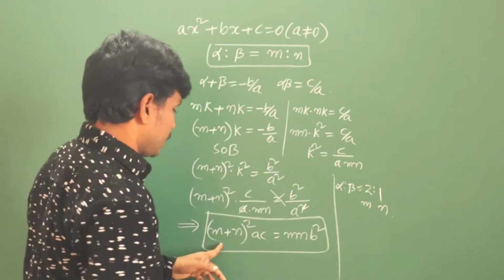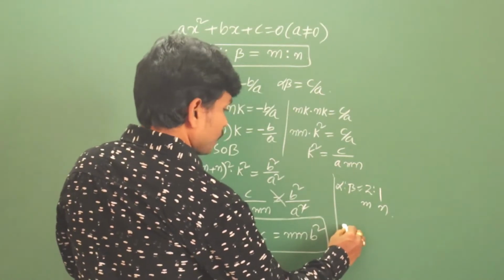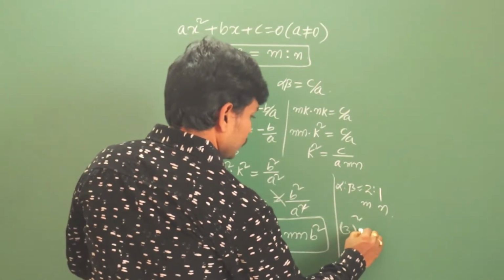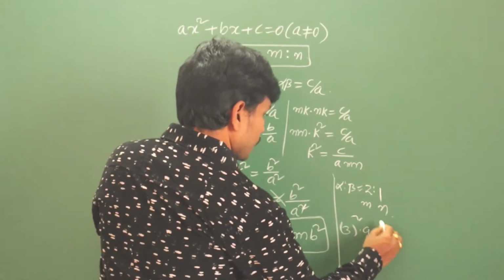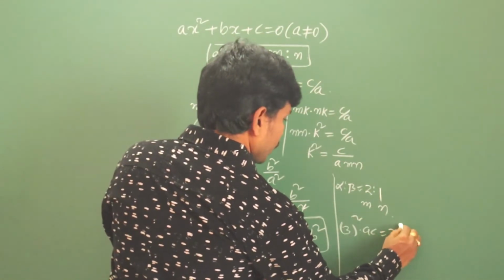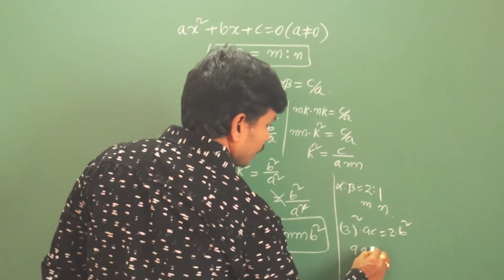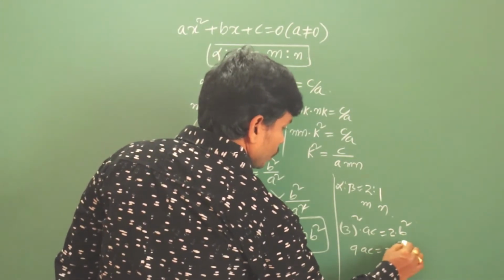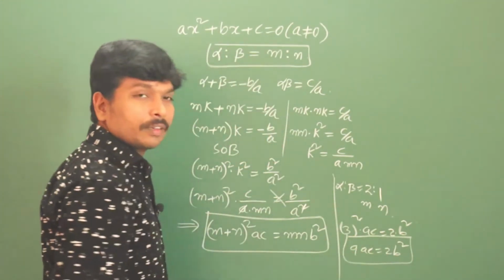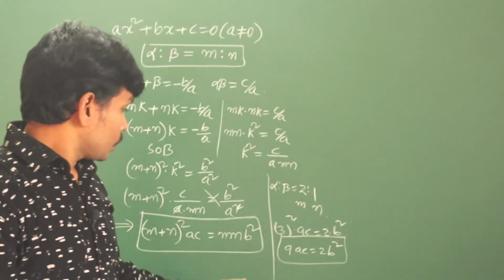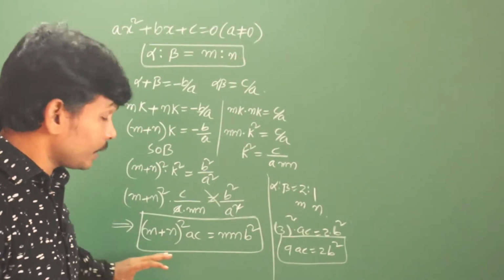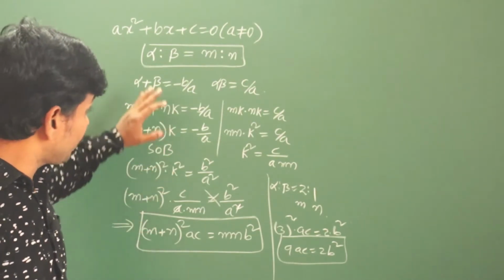Substitute in it: m plus n, 2 plus 1, 3 whole square into ac is equal to mn, 2 into 1, 2 into b square. So 3 square value is 9. 9ac is equal to 2b square. You got it well. Very easy. So like that, conditions we can get with the help of this. So that's why we derived it.